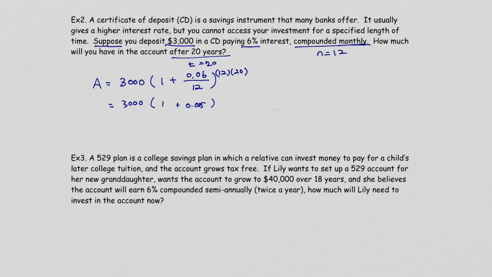So it will be 1.005. And 12 times 20, you get 240 exponents. So you do 1.005 to the 240 exponents times 3,000 on your calculator, you should be getting 9,930.61 as the total amount.